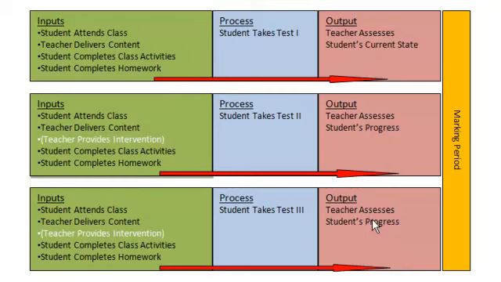Then we move into a third iteration perhaps, and again you have either the flipped or the traditional model of delivering content and attending class, again based on the output from the second iteration. There's intervention, enrichment, some kind of differentiation, personalization that might be needed. The student completes the class activities and homework again, takes the third test, and again the output in this case is the teacher's assessing the student's progress, not the current state, but what's the difference between the first and second, the second and third iterations of testing.